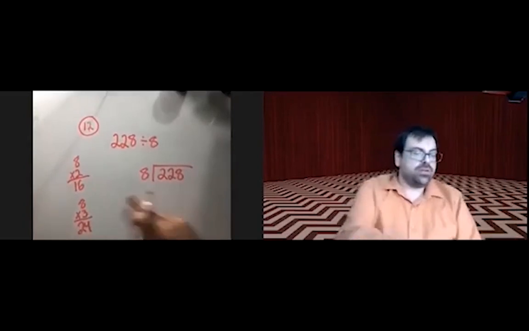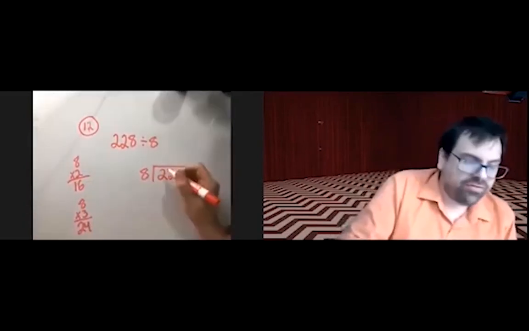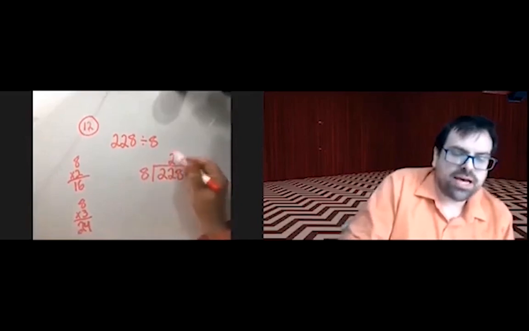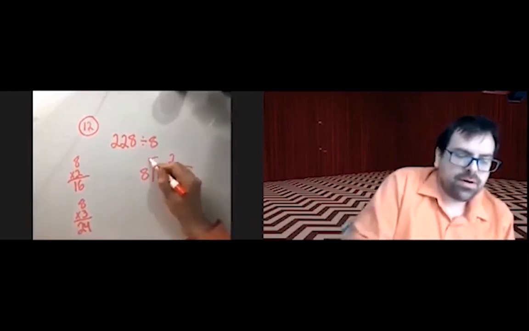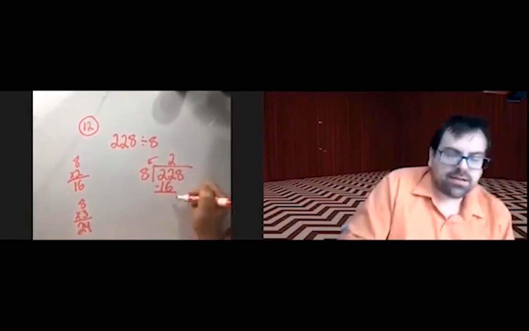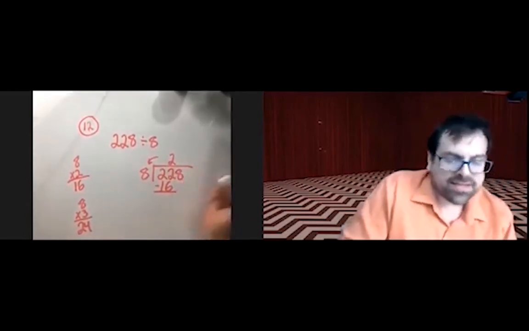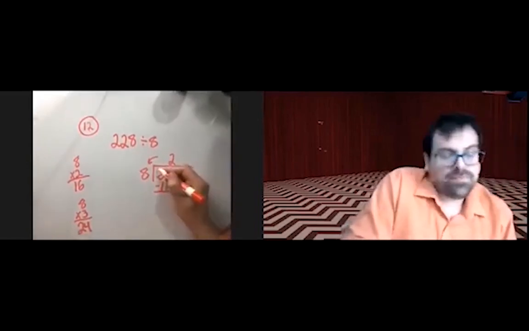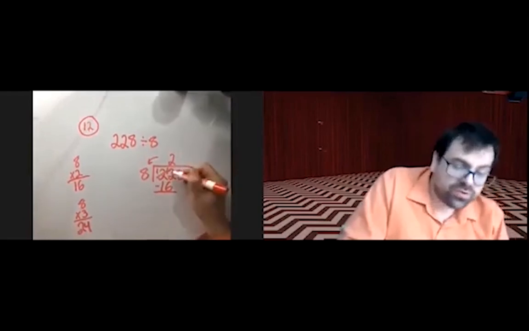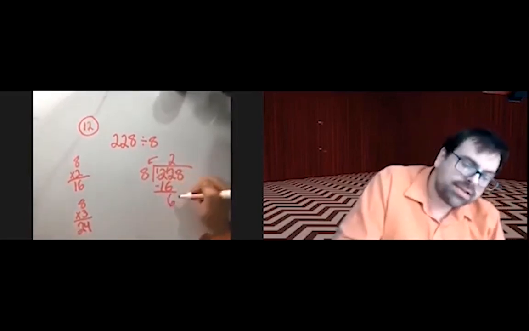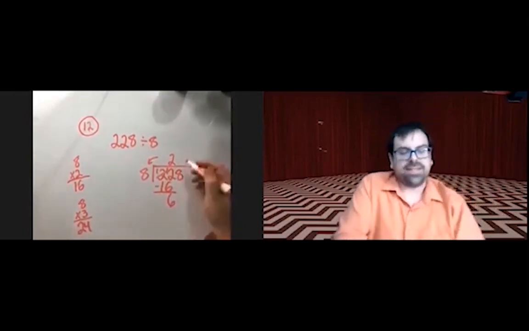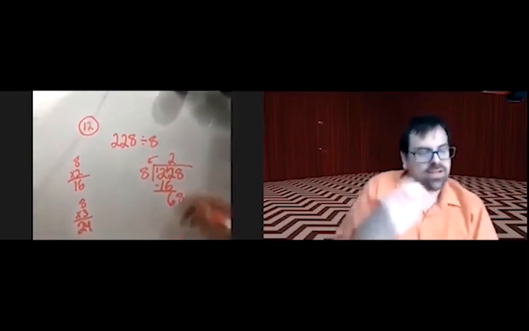24, too much. 16, all we can fit in. So it's 8 times 2. 8 goes into 22 2 times. Around the corner, 2 times 8 is 16. We subtract. 2 minus 6 can't do it. Borrow, 2 becomes a 1. This 2 becomes a 12. 12 minus 6 is 6. 1 minus 1 is nothing. We have the 6. We bring down the 8, and we do it again.